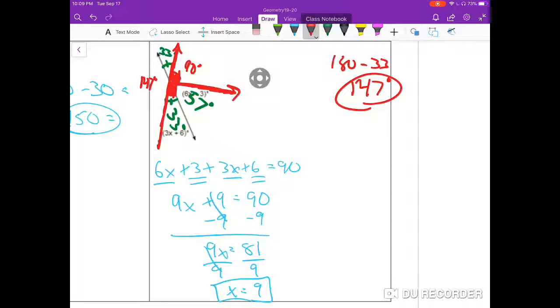So we've got 2 more examples to go. We're almost done here, but the key is to be able to find those things in the pictures.